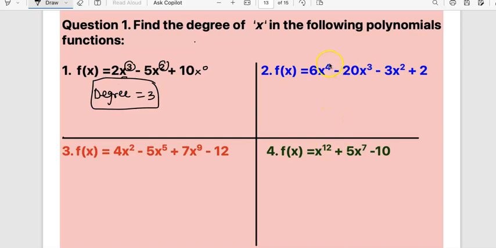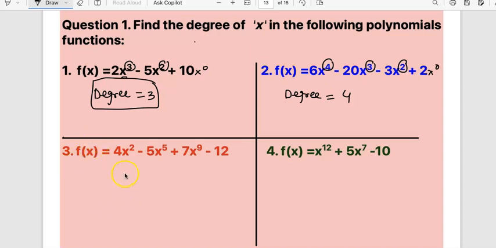What about this one? Let's check the highest power. 4, 3, 2, and this is your 0. So yes, the highest power is this. So the degree of x is what? 4 over here. I want you to pause the video and do numbers 3 and 4 on your own. Okay, go ahead and pause the video.